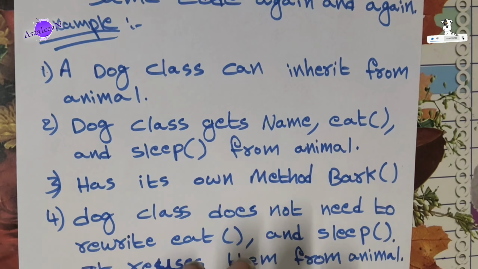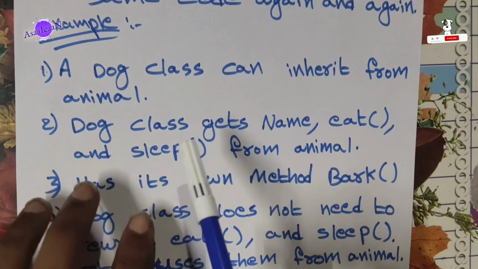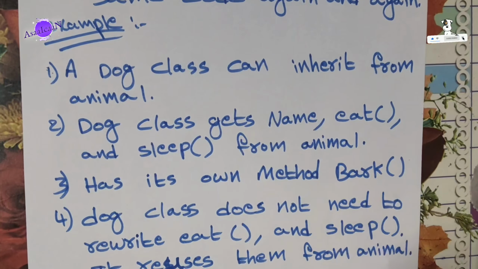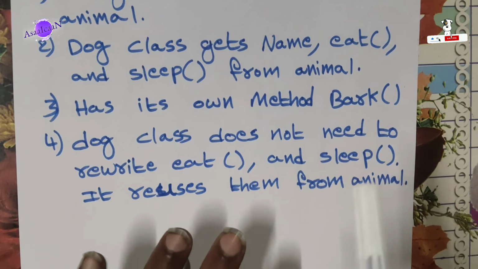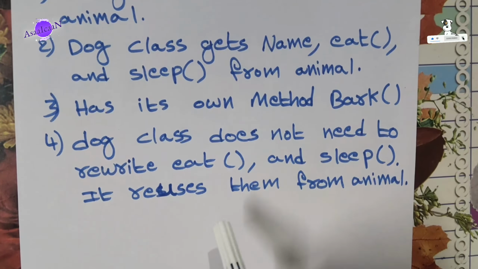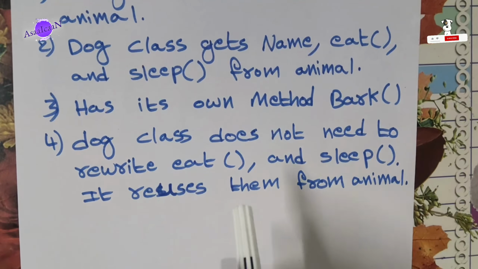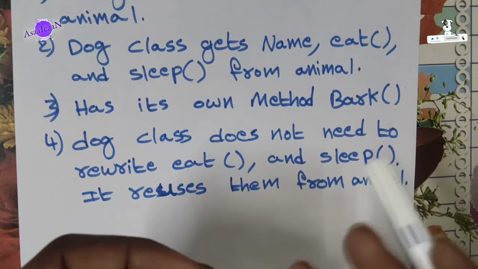Now the example. Now look here. This is the example: a dog class can inherit from animal. The dog class gets name, eat, and sleep from animal, and has its own method, bark. Now the dog class does not need to rewrite eat and sleep. It reuses them from animal. I think everyone understands it.